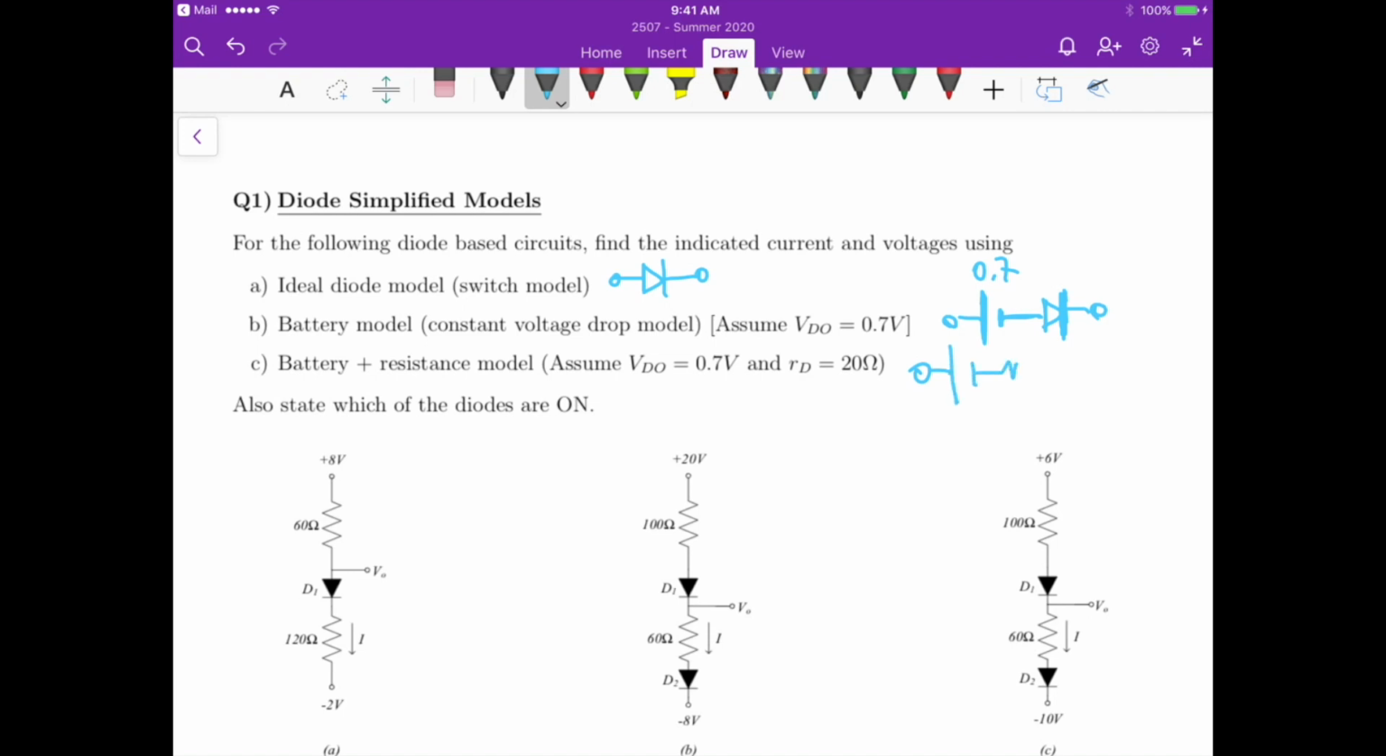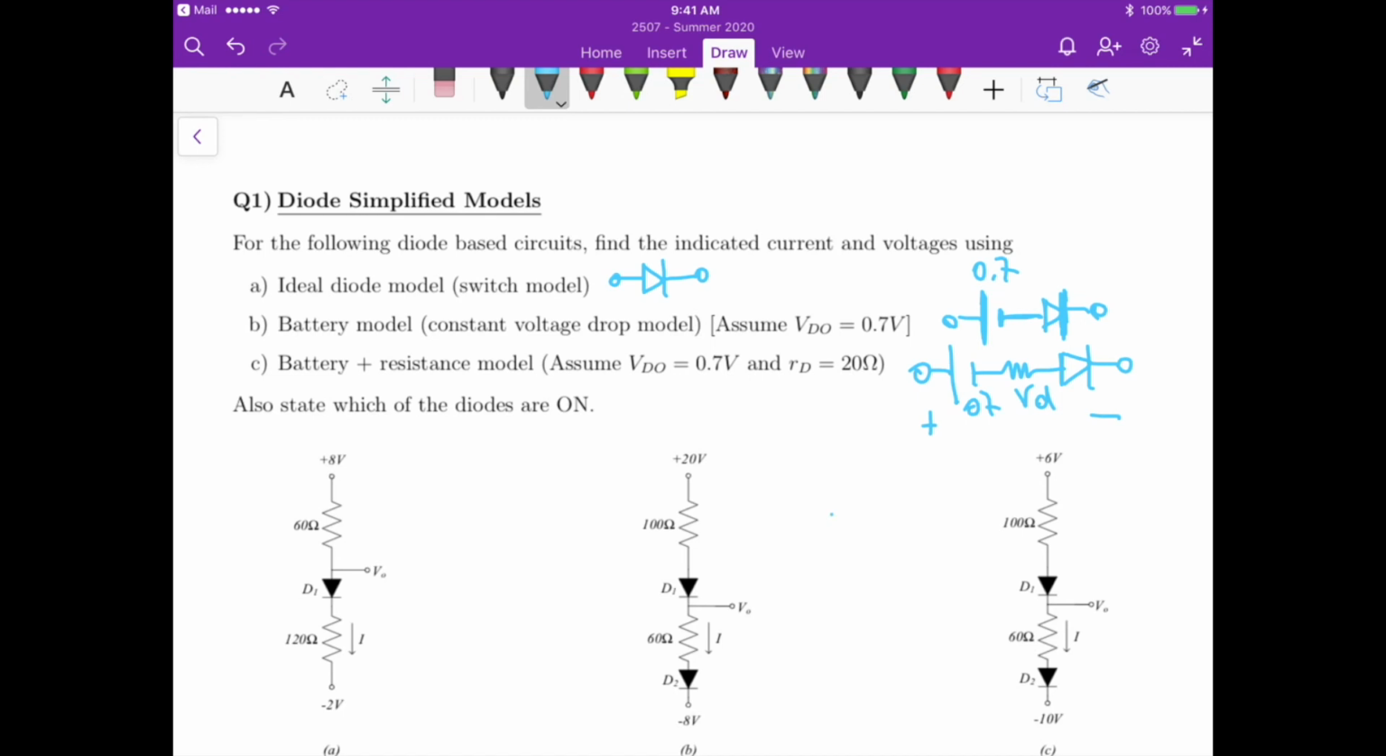And then for the battery plus resistance model, we keep the same battery, right? But then we also add a resistance, okay? And I want to remind you that the voltage across the diode is this entire voltage here. So we have this voltage VD here, which sums with the 0.7 from the voltage source plus the voltage from the current flowing through this resistor. So that's the entire voltage across the diode, okay?